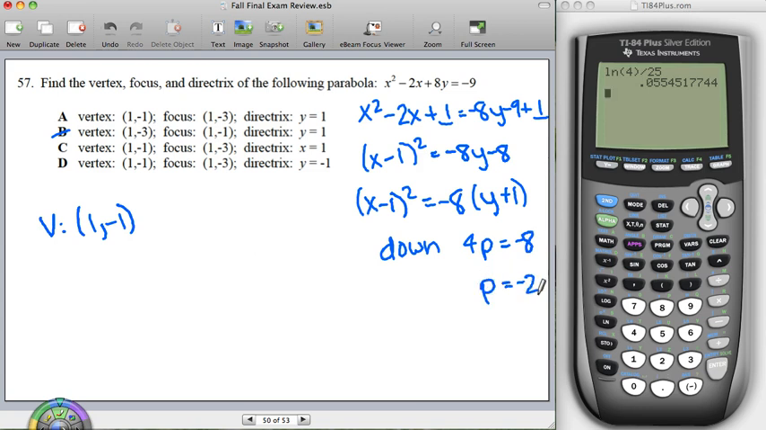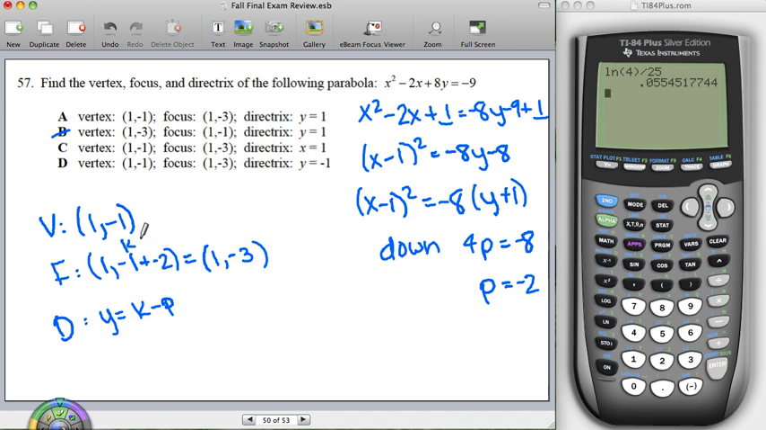For my focus, it's moving down, so I have 1. This is going to be negative 1 plus p, so that's 1 comma negative 3. Well, that doesn't help us eliminate anything. My directrix is going to be y equals k minus p. So in this case, we had k plus p. Over here, we have k minus p. So k was negative 1 minus negative 2 gives me 1. So my directrix is y equals 1. So my solution for 57 is going to be A.